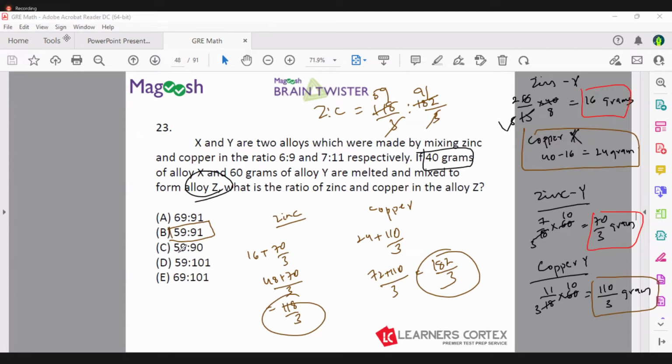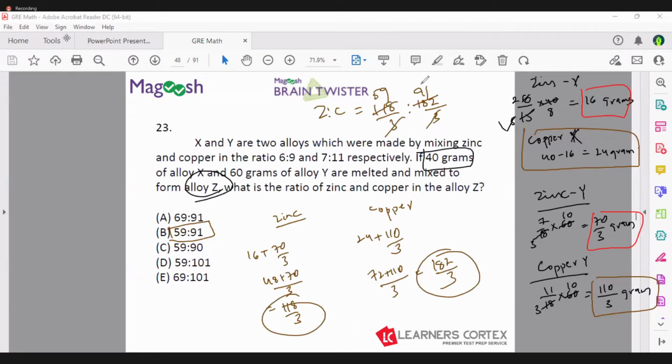Excuse me, sir. Sir, like the calculation you did, 6 by 15 into 40. Does it mean to say that in alloy X, in 1 gram of alloy X, we have 6 by 15 grams of zinc? I'm a bit confused in this part.